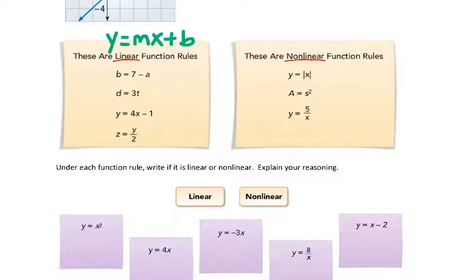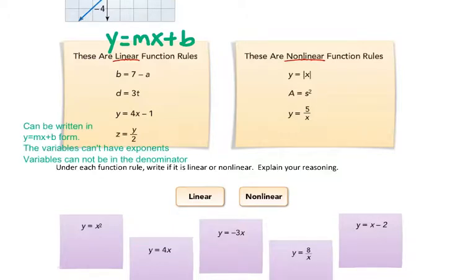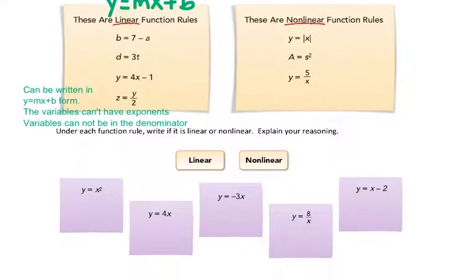So what we need to do right now is we need to write those things down in our notes. So I'm going to put up what you need to write down, and you need to pause the video. Okay, so please write down those 3 sentences. If it's linear, it can be written in the form y equals mx plus b. The variables can't have exponents, and the variables cannot be in the denominator. Once you have those written down, unpause the video and continue on.